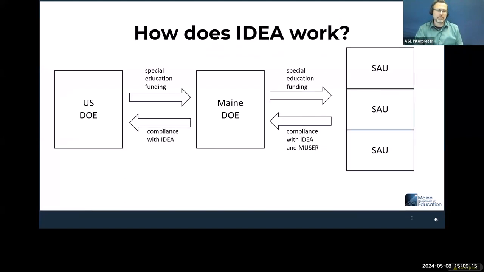This is just a little visual to get an idea of how IDEA works. So the US DOE provides funding to Maine. And actually Congress, I should have a Congress box over there, but anyway. And then Maine provides funding to all of the SAUs. But in return for that funding, we have to show that we are compliant with IDEA, as well as Maine regulations, which is MUSER, the Maine Unified Special Education Regulations. And then the state, Maine DOE, has to show the US DOE that everybody's in compliance, and then they actually write a report to Congress every year. So yes, you can have this money, but you have to do these things in order to get it.